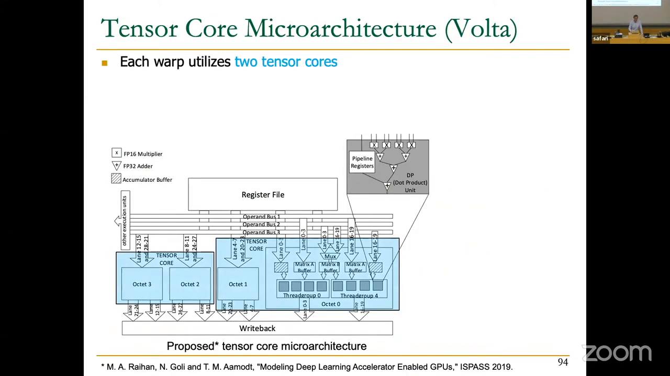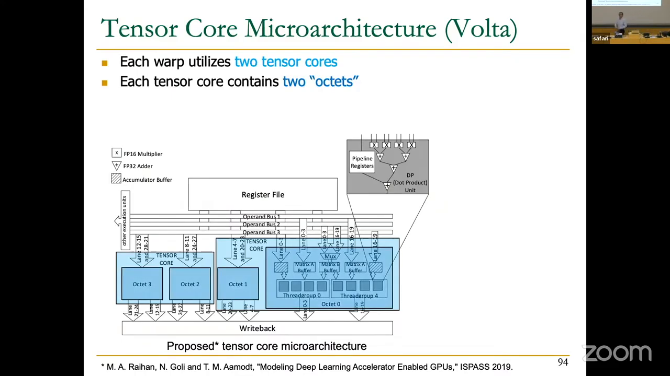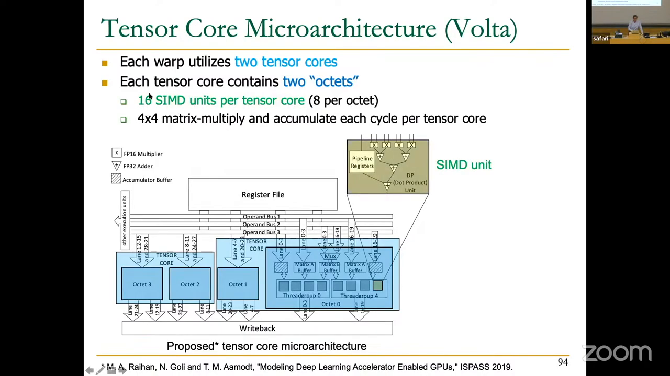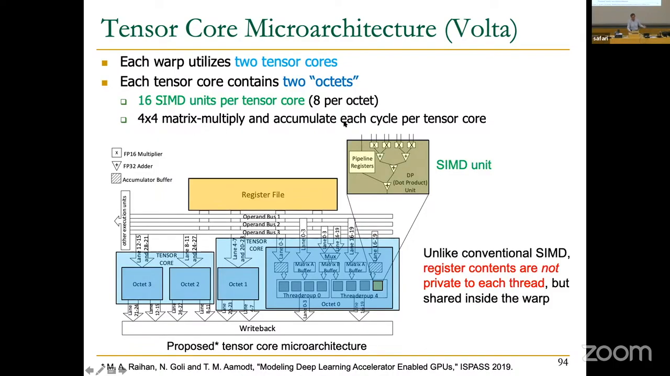This is the tensor core microarchitecture. Again, I don't expect you to know all of these, but you can see that even a GPU is not enough to do specialized computation because it's general purpose. If you want to do specialized computation, you add a specialized functional unit. It's called a tensor core over here. So in each tensor core, interestingly, they have 16 SIMD units per tensor core. And essentially, in each cycle, they can do a 4x4 matrix multiply and accumulate. You can read more about it.